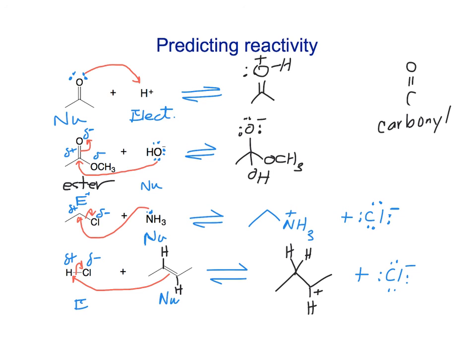Okay, so if we can predict the polarities and the chemical properties of these different functional groups, most of the reactions we're going to see are going to involve minus reacting with plus. So if we know the polarities, we can predict how these atoms will come together.